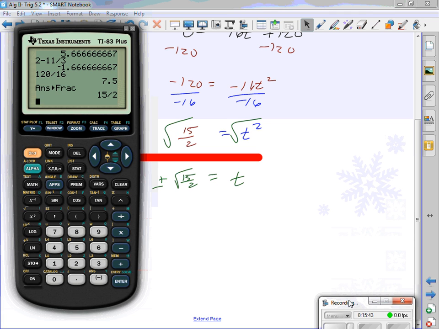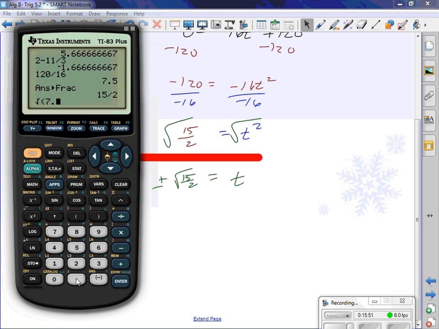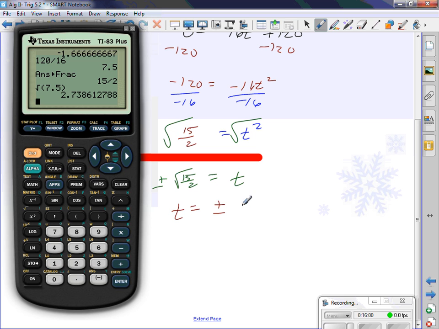Yeah, square root of 15 halves really doesn't help me out here. I want to know the time. So I'm going to actually find the square root of that. Square root of 7.5. About how long is that? Plus or minus 2.74. But the square root of 15, I don't know that one. Square root of 2, I don't know that one. So I would have just left it as square root of 15 over 2. So the time is plus or minus 2.74 seconds.